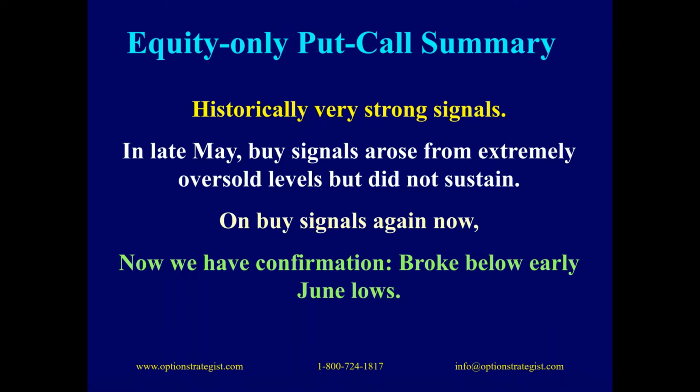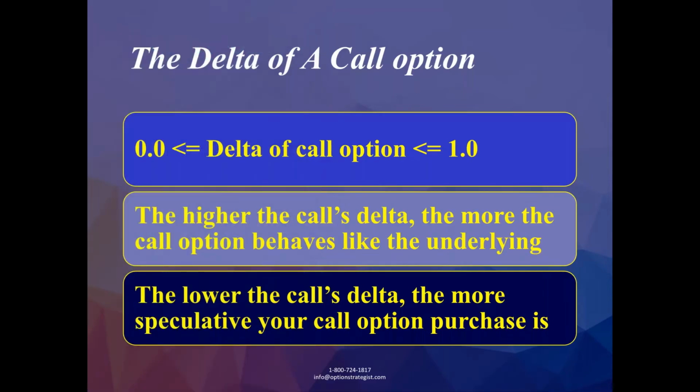So right now we're on those buy signals and everything looks strong from this indicator. We added new positions this morning based on this indicator, new long positions. So what do we trade when we trade these things? Well, I'm in the business of predicting what the underlying is going to do. So I want to buy an option that's going to accurately reflect the underlying.